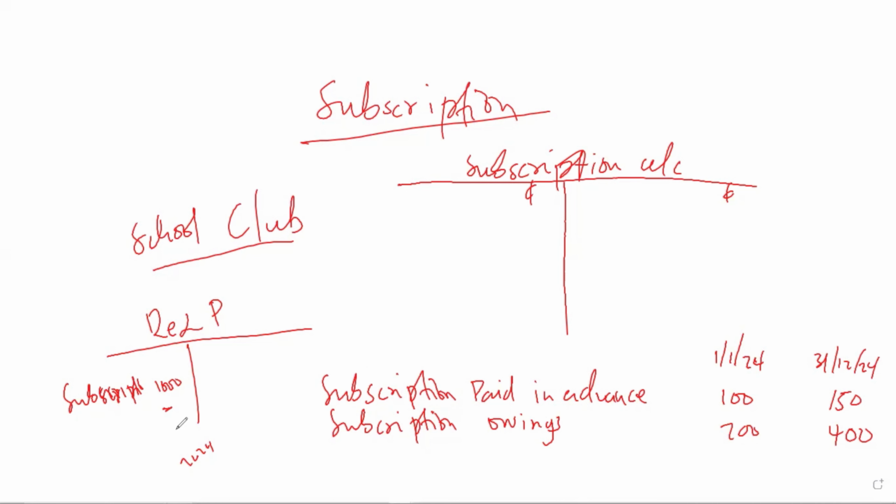But if you have subscription in the receipt and payment account of 1,000 and you are not seeing any subscription paid in advance or subscription owing, then it means the amount you are seeing in the receipt and payment account is all for that particular year. But if you are seeing subscription owing or in advance, then the amount in the receipt and payment account is not all for 2024. So you have to open a subscription account, make adjustments, and know the exact amount that will be transferred to the income and expenditure account.